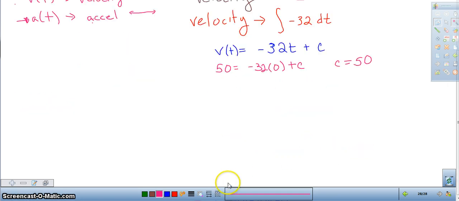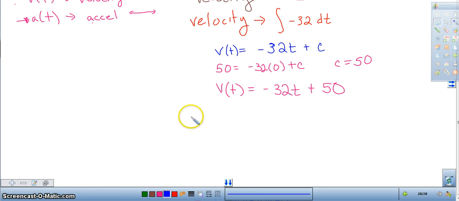So now I have a velocity function. The velocity function itself is negative 32t plus 50. If I wanted to know the velocity when time was 6, I could plug 6 in here. If I wanted to know the velocity when time was 12, I would plug 12 in there. Okay?